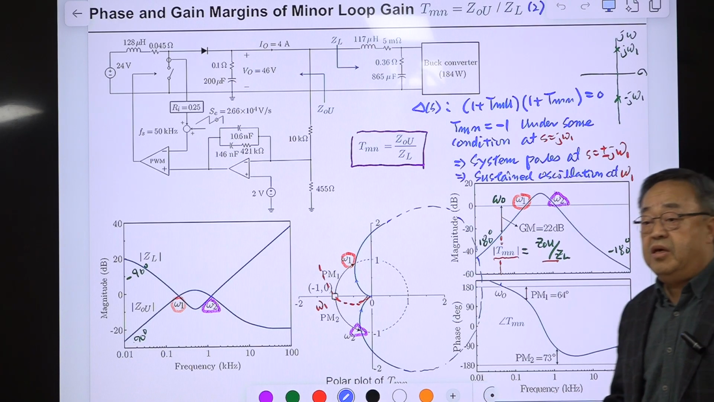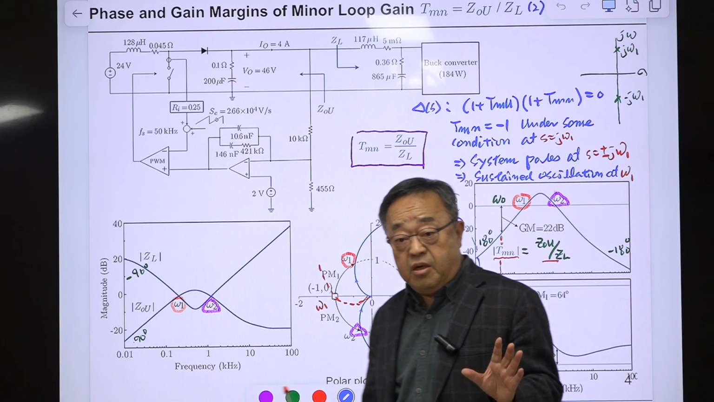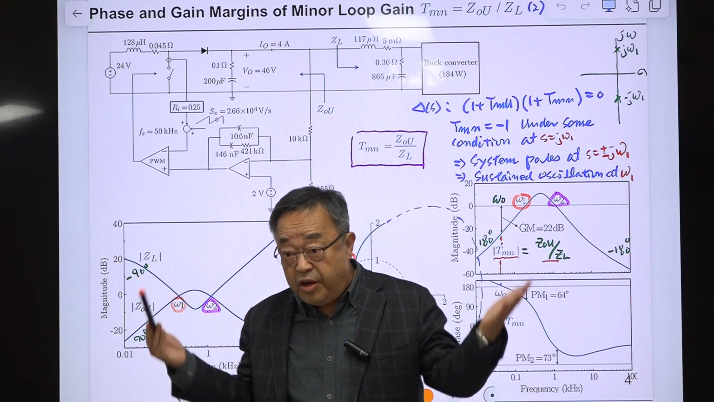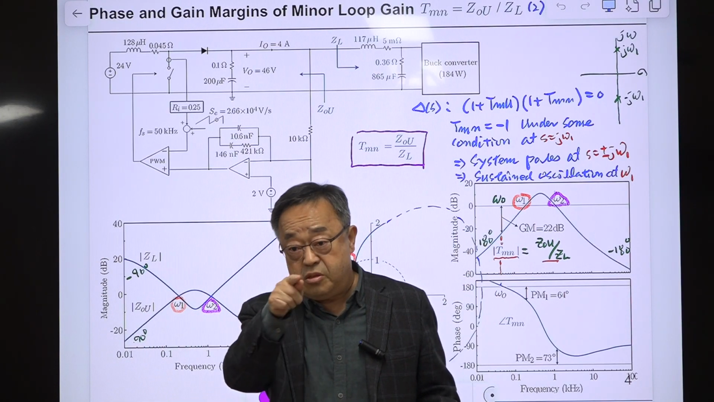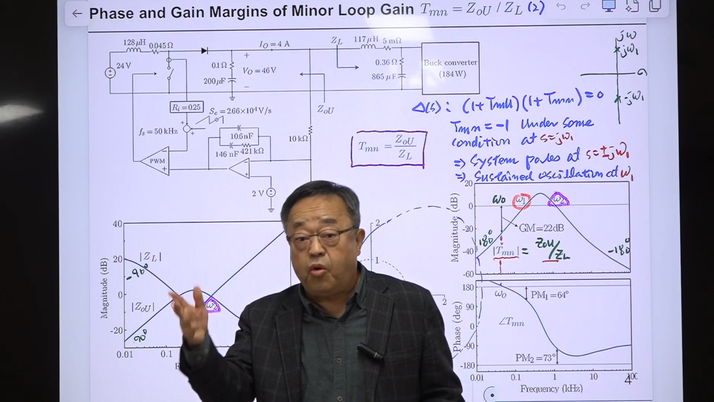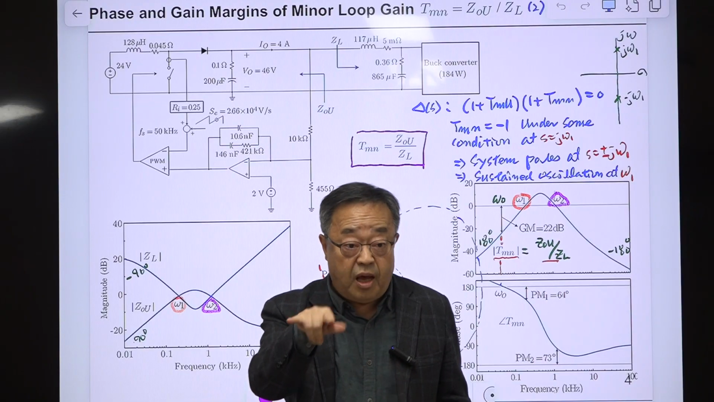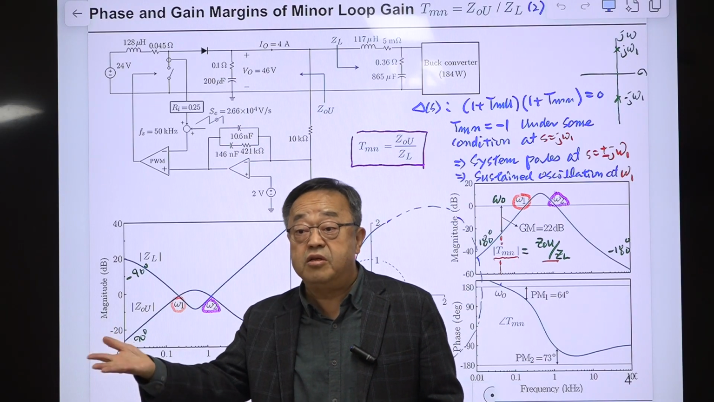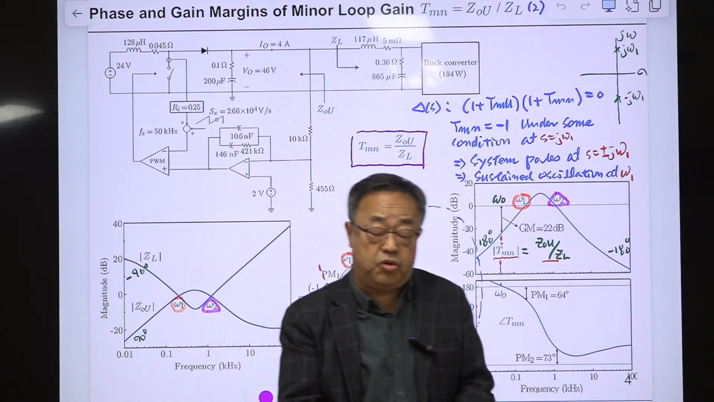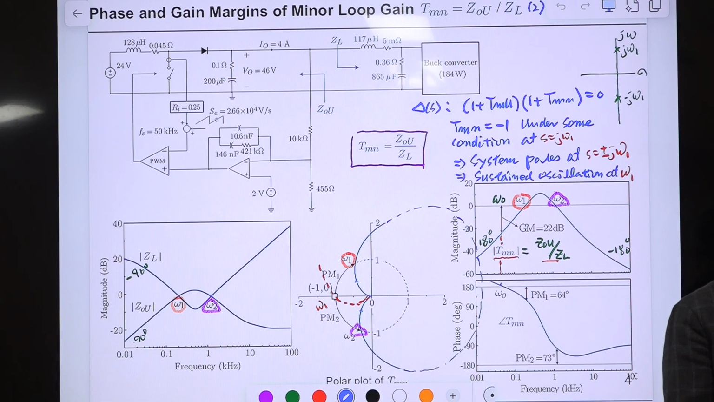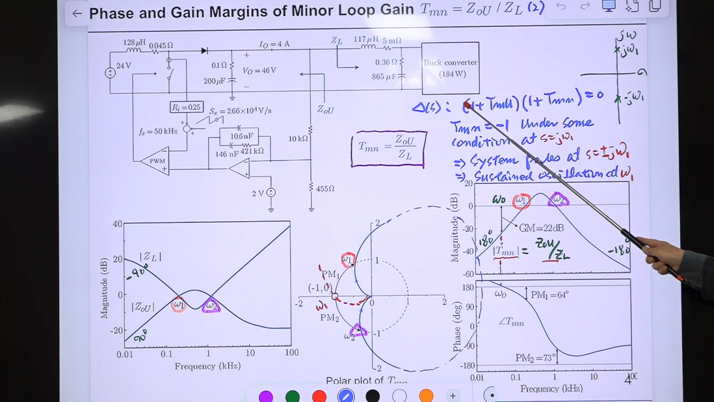Loop gain is a very general concept. We don't need any loop. Suppose you have some equation 1 plus Tm equals 0. The origin of that equation can be a feedback system or something else. It really doesn't matter. Still you can use the Nyquist stability criterion to determine the stability of the system.